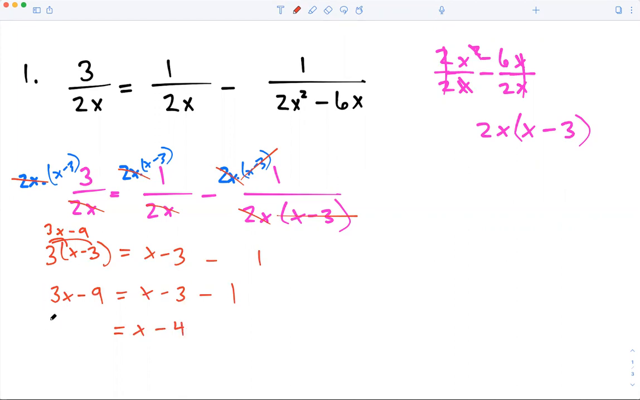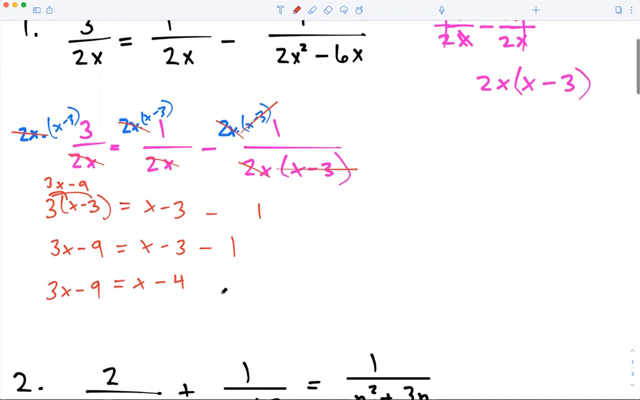Then we got 3x minus 9 here. We'll just copy that down. Now we got to move stuff over. We got to get all the variables on one side and then all the numbers on the other side. So how do we move things over? Well, we got to do the opposite operation, whatever it is. So we'll take away the x, take away the x, and we're left with 2x.